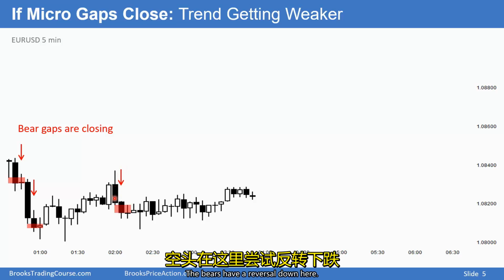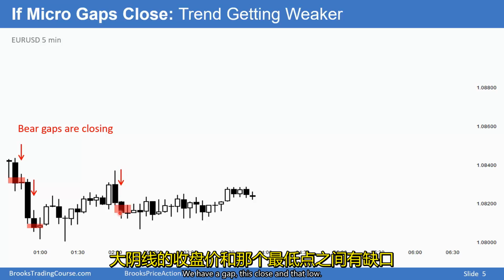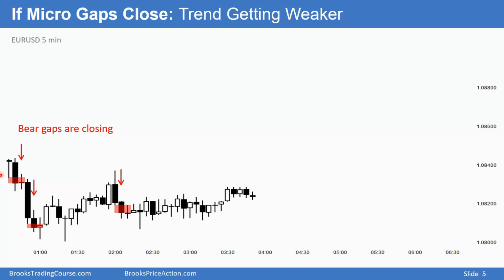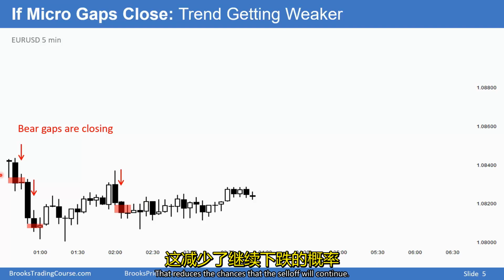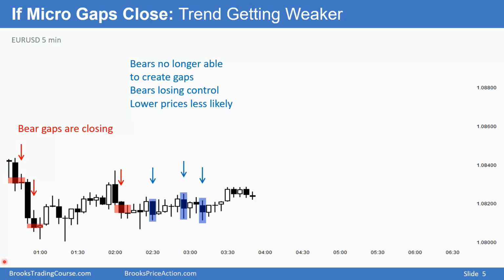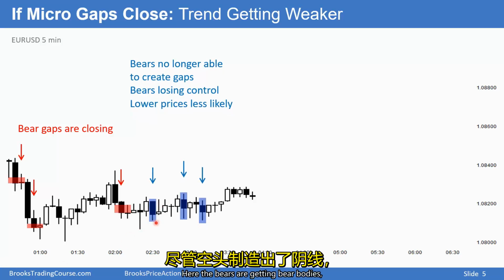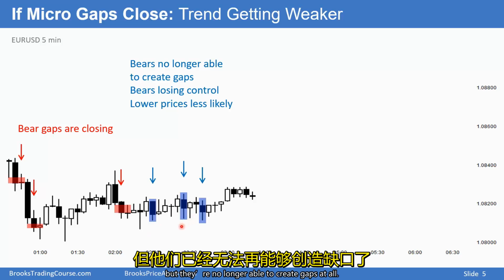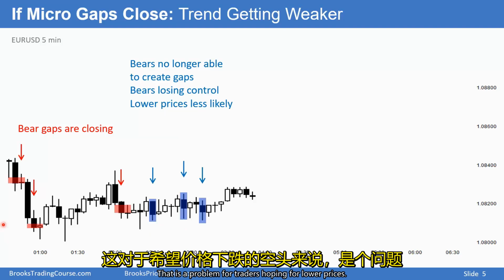The bears have a reversal down here. We have a gap between this close and that low. We have a gap between this high and that low, but the gap closed on the next bar. The gaps are closing. That reduces the chances that the sell-off will continue. Here, the bears are getting bear bodies, but they're no longer able to create gaps at all. That is a problem for traders hoping for lower prices.